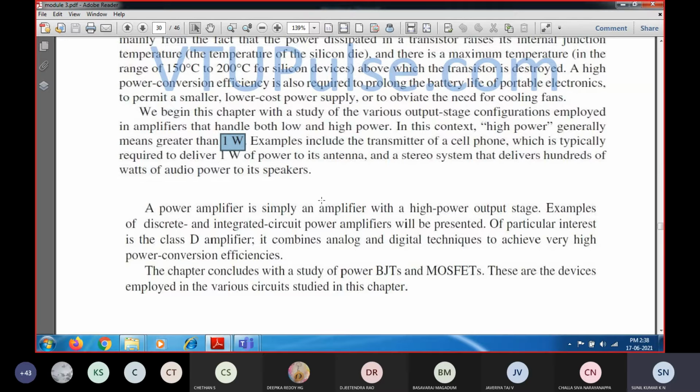That is the basic difference. For this we are going to consider the discrete and integrated circuit power amplifiers presented here. So we are going to consider the discrete power amplifier as well as the IC based power amplifier. And in this we are going to see the different classifications of the power amplifiers.